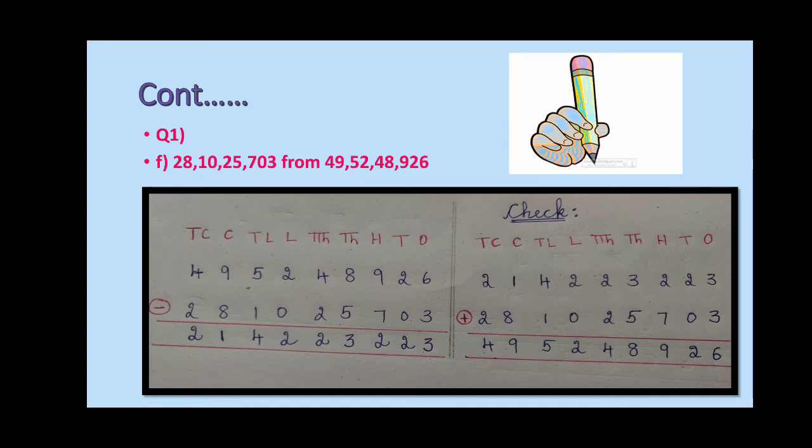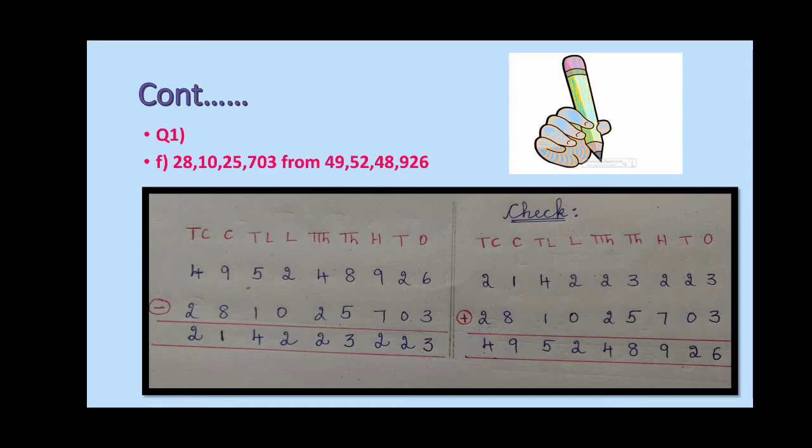What is the difference? 21 crores 42 lakhs 23,223. Such a big number, if you are not able to read, children, you can put commas from the right side. Since I'm checking, I didn't put the comma, but if you are getting confused, then you can put it. So we got 21 crores 42 lakhs 23,223 as the difference. Then how do we check now?